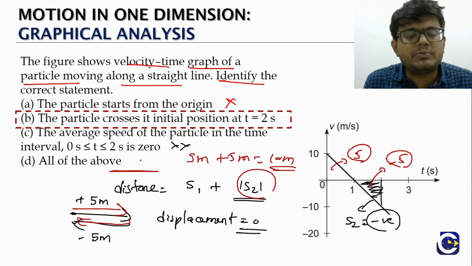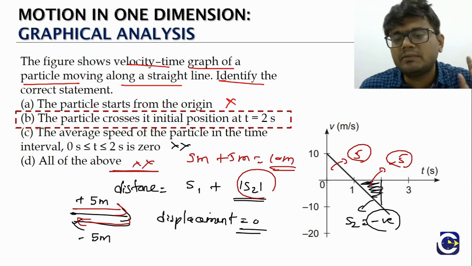Okay, option D is saying all of them are correct. So all of them are not correct, right? Only the option B part is correct.